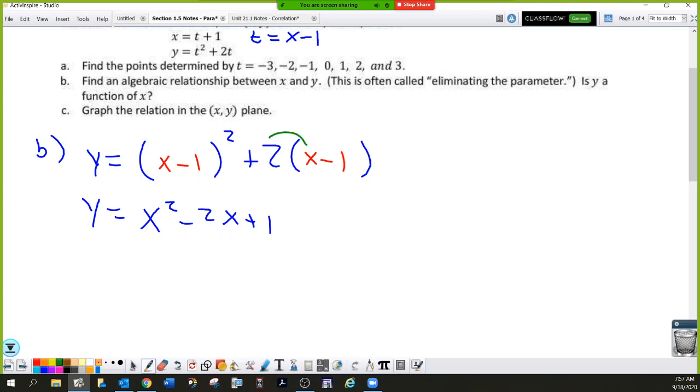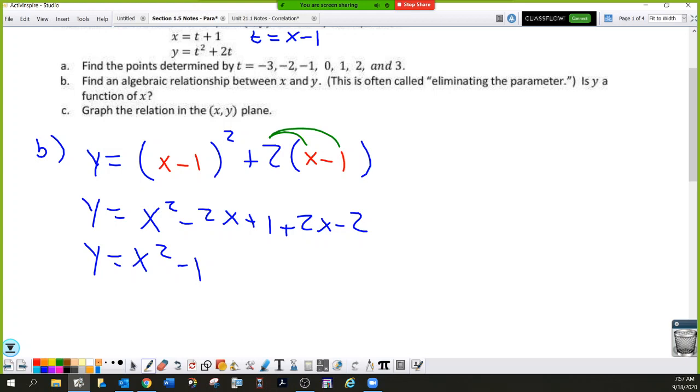and then I will distribute this 2, plus 2x minus 2, and you can just clean this up. So y equals x squared. Hey, look at that. The negative 2x and the positive 2x are going to cancel each other out. And then I just have a 1 minus 2, which is minus 1.